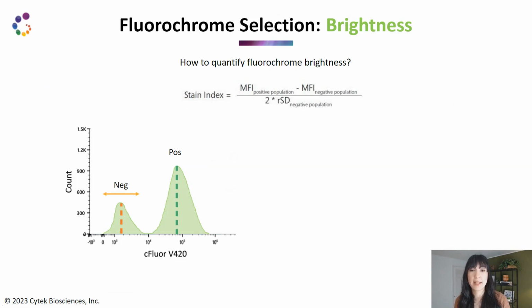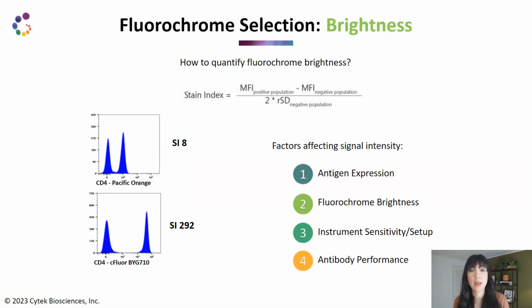So the second metric is brightness. And in order to quantify brightness, we generally use this metric stain index. So the calculation is shown there. It basically just tells us how well we can separate a positive population from a negative population. And so ultimately, what's most important to understand from the stain index calculation is that there are multiple factors that impact it. The actual stain index itself, as well as the signal intensity. So the factors are antigen expression, fluorochrome brightness, instrument sensitivity or setup, and antibody performance.